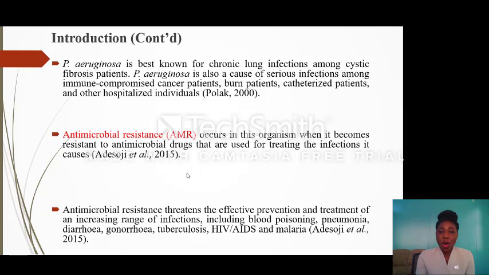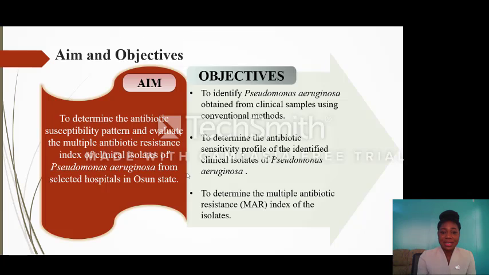Antimicrobial resistance occurs in this organism when it becomes resistant to the antimicrobial drugs that are used for treating the infections it causes. Antimicrobial resistance threatens the effective prevention and the treatment of an increasing range of infections, including blood poisoning, pneumonia, diarrhea, gonorrhea, tuberculosis, HIV/AIDS, malaria, among other infections.